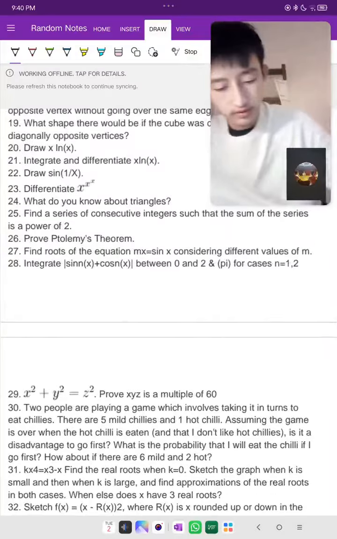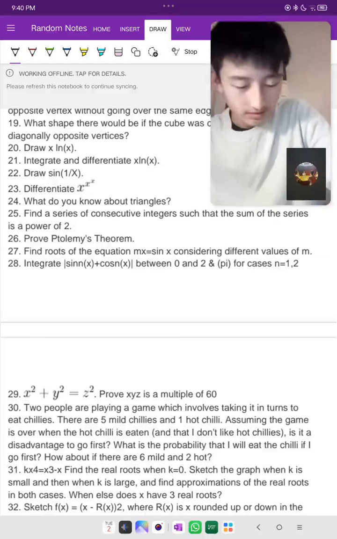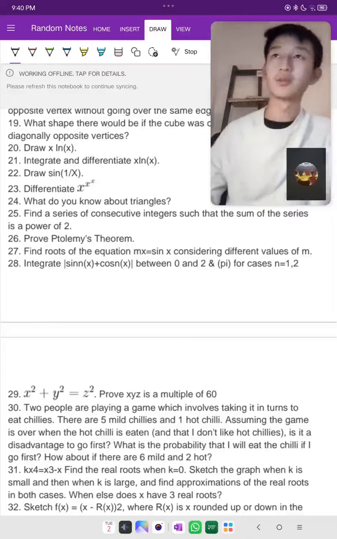Find a series of consecutive integers such that the sum of the series is the power of 2. 0 plus 1 also works. I mean, it's a very vague question. I'm just going to move on. I have no idea what Ptolemy's theorem is. Might as well search it up, I guess.